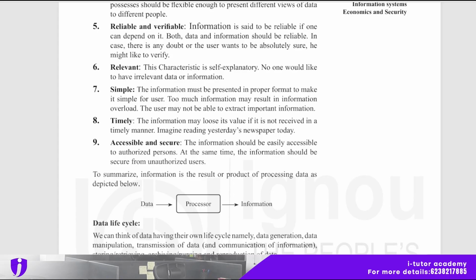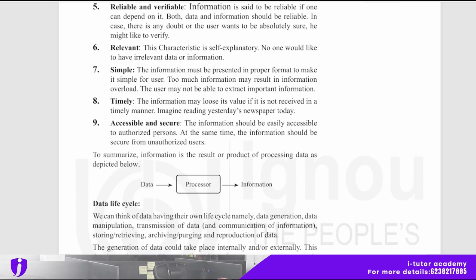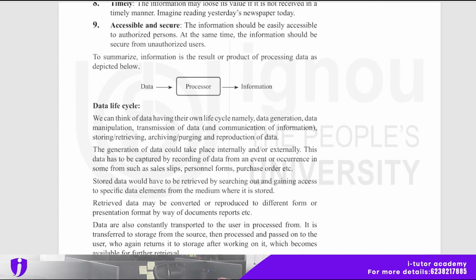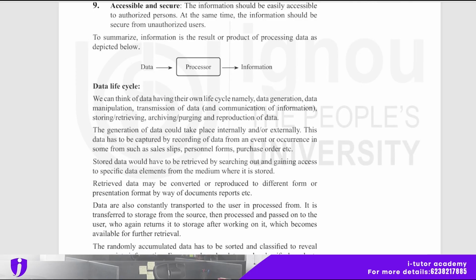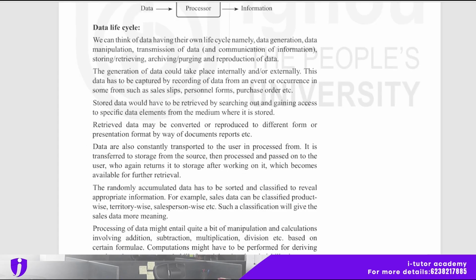To summarize, information is the result or product of processing data as depicted below. So: data, processor, and information. Data life cycle: we can think of data as having its own life cycle, namely data generation, data manipulation, transmission of data and the communication of information, storing or retrieving, archiving and purging, and protection of data. The generation of data could take place internally and/or externally.